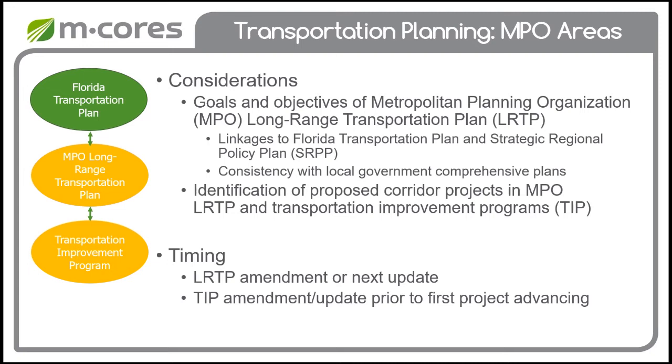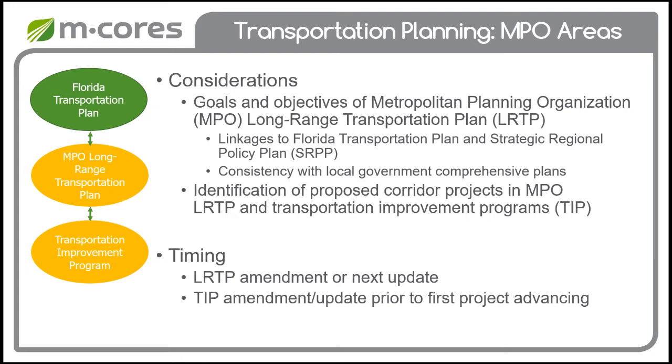The MPO long-range plan process already is required in statute to be consistent with applicable local government comp plans, as well as to consider the goals and objectives of the Florida Transportation Plan and the transportation goals and the policies. As corridor projects move forward, they will be identified in MPO long-range transportation plans, cost-feasible plans with 25-year horizon, and transportation improvement programs, which has a 5-year horizon.